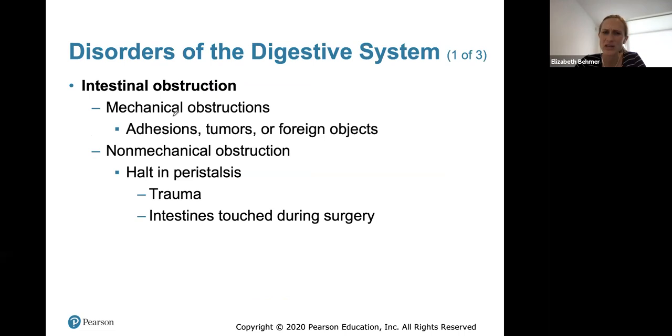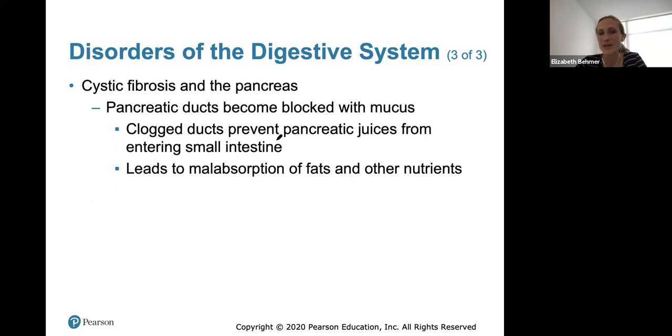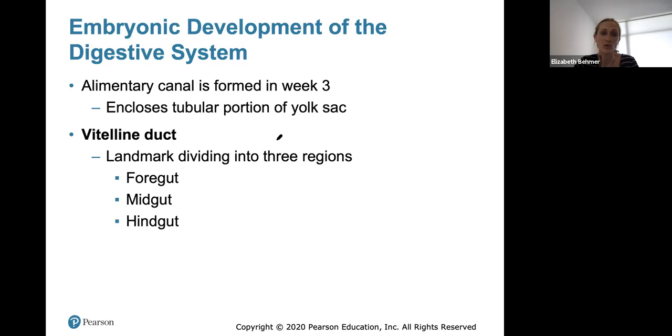An intestinal obstruction can be mechanically obstructed by an adhesion, a tumor, anything else that's foreign. And a non-mechanical obstruction can be a halt in peristalsis or movement of waste due to trauma or intestines touched during a surgery. Inflammatory bowel disease is inflammation of the intestinal wall, which could be Crohn's disease or ulcerative colitis. Viral hepatitis is jaundice and flu-like symptoms of the liver. And cystic fibrosis in the pancreas: pancreatic ducts can become blocked with mucus from cystic fibrosis, and the clogged ducts can prevent pancreatic juices from entering the small intestine. So this means that fats and other nutrients might not be able to be absorbed.